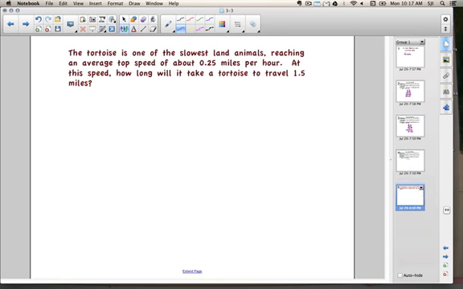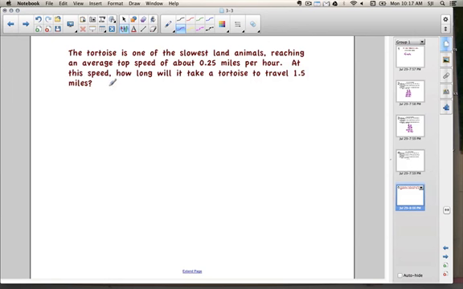So a tortoise is one of the slowest land animals, reaching an average top speed of about 0.25 miles per hour. That's not very fast. It's a quarter of a mile an hour. At this speed, how long will it take a tortoise to travel 1.5 miles?